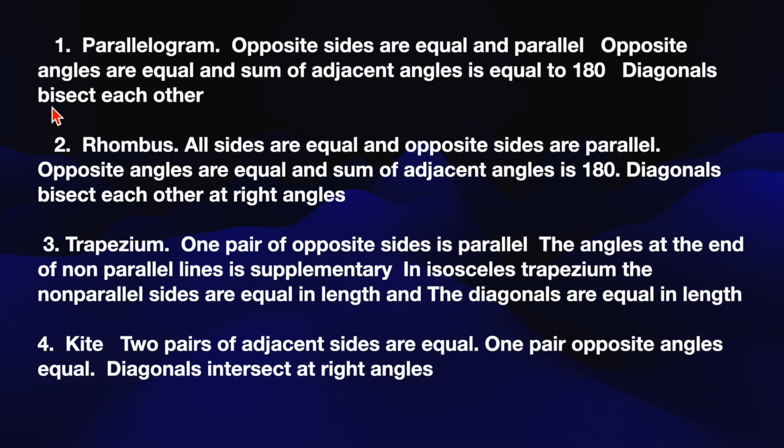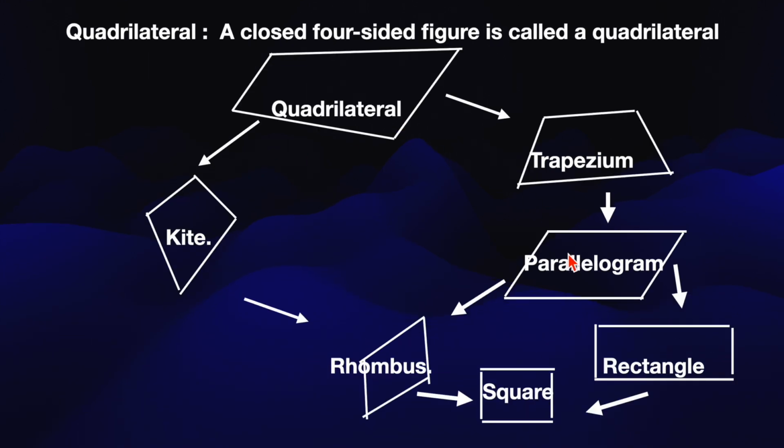Okay, parallelogram. Opposite sides are equal and parallel. Opposite angles are equal. Sum of the adjacent angles is equal to 180. Diagonals bisect each other. So here this is a parallelogram. Opposite sides are parallel and equal. So this is equal to this. They are parallel to each other. Okay. So diagonals will bisect each other. Opposite angles are equal.